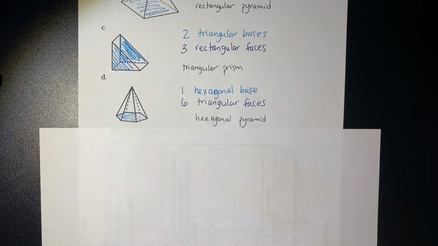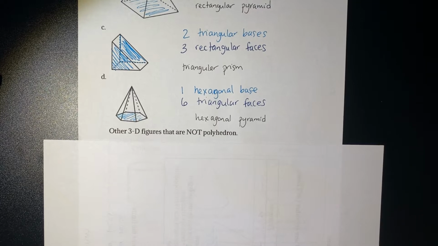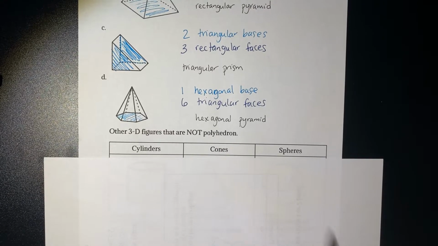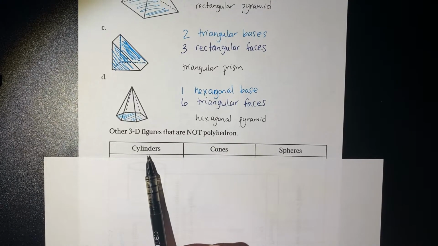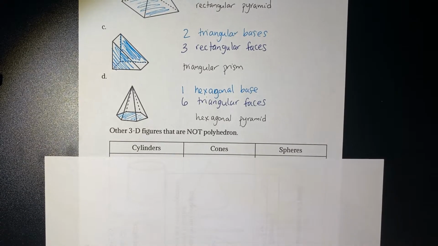Okay. All right. Other 3D figures that are not polyhedra. We have 3 other kinds. We have cylinders, we have cones, and we have spheres.